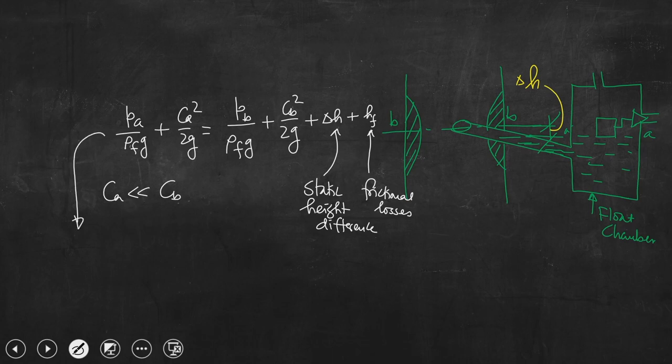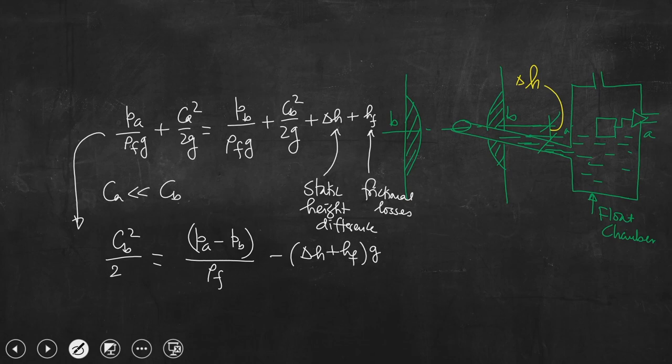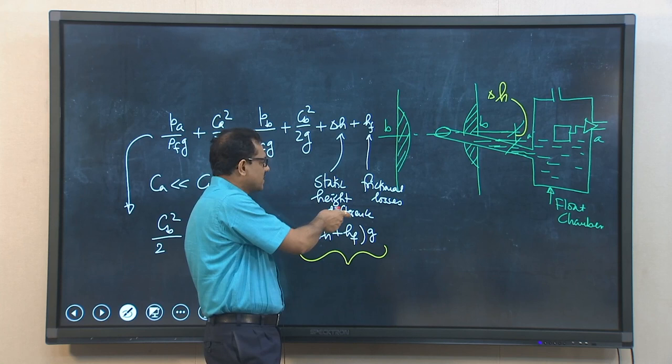So, from this equation we can write C_B square by 2 will be equal to P_A minus P_B by rho_f. If we just cancel g from all the terms on both sides, then we can write minus delta h plus h_f into g. So, that we can write. Now, this is the pressure drop across the orifice accounting for these two effects, static height difference and frictional losses.